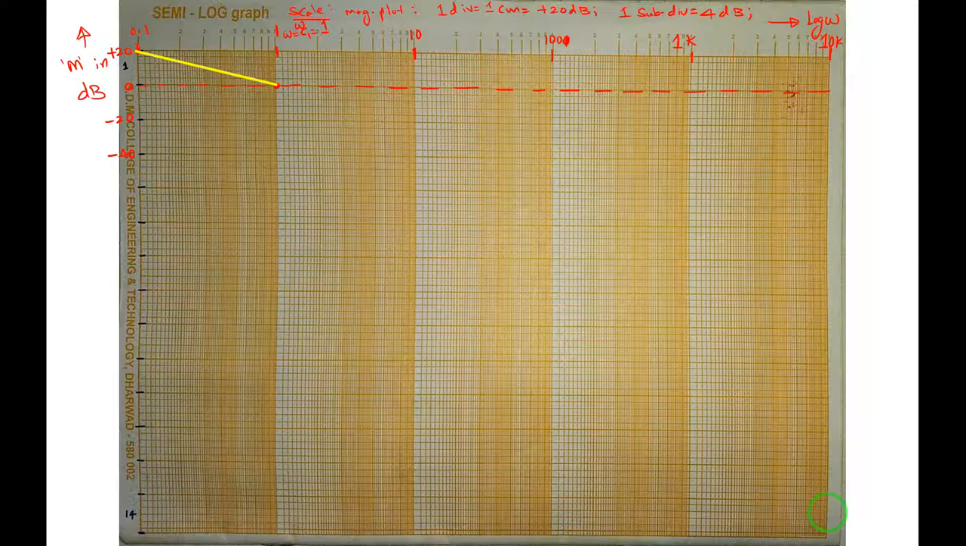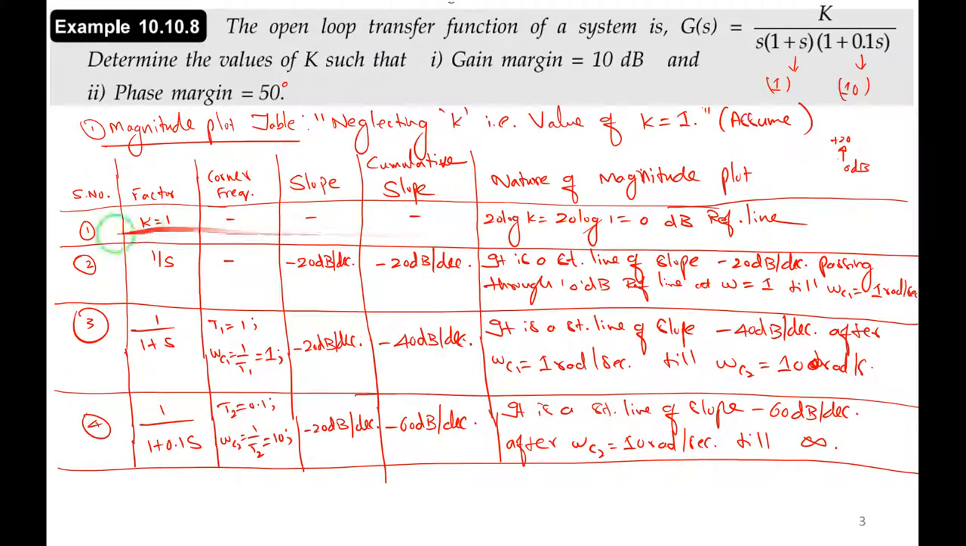Let me change the ink color. So the slope is minus 20 dB per decade, passing through omega equal to 1 at the 0 dB reference line till the corner frequency. It is the same till here only. Next we'll go back. This is over. Let me change the ink color. So this, k equal to 1, is over.